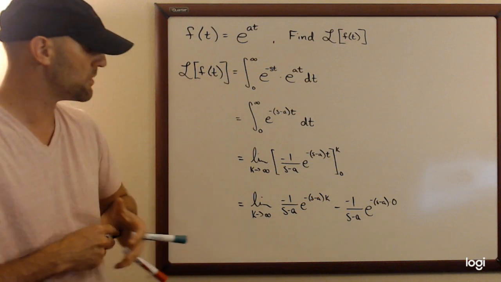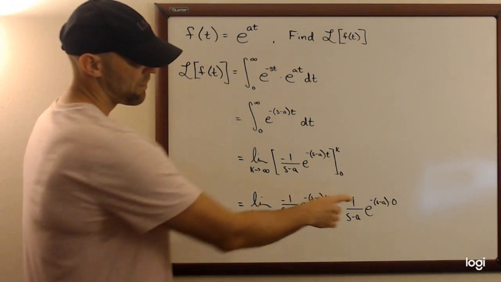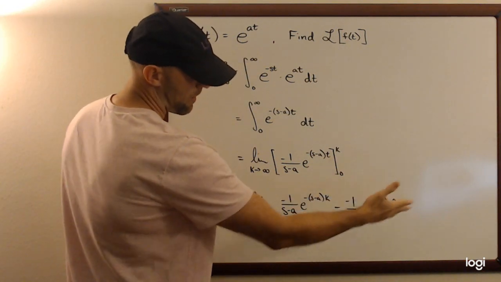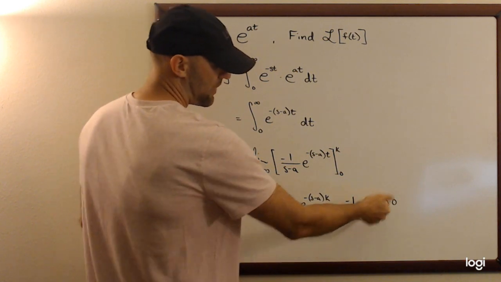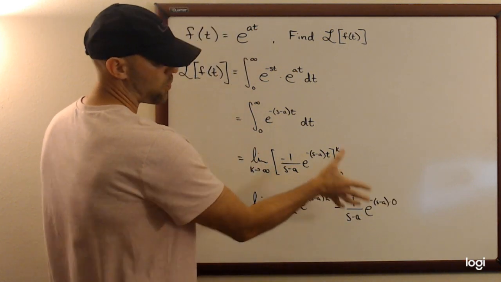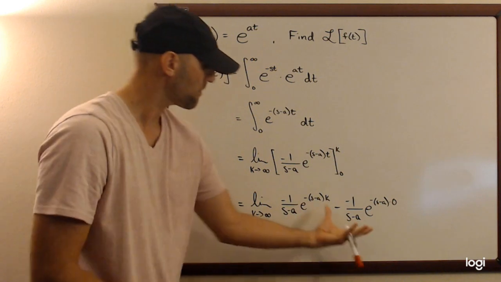Now, one of these terms is fairly simple. 0 times s minus a is 0. Doesn't matter what s minus a is. e to the 0 is 1. Negative, negative. This is just 1 over s minus a, right? This term's going to be fine.